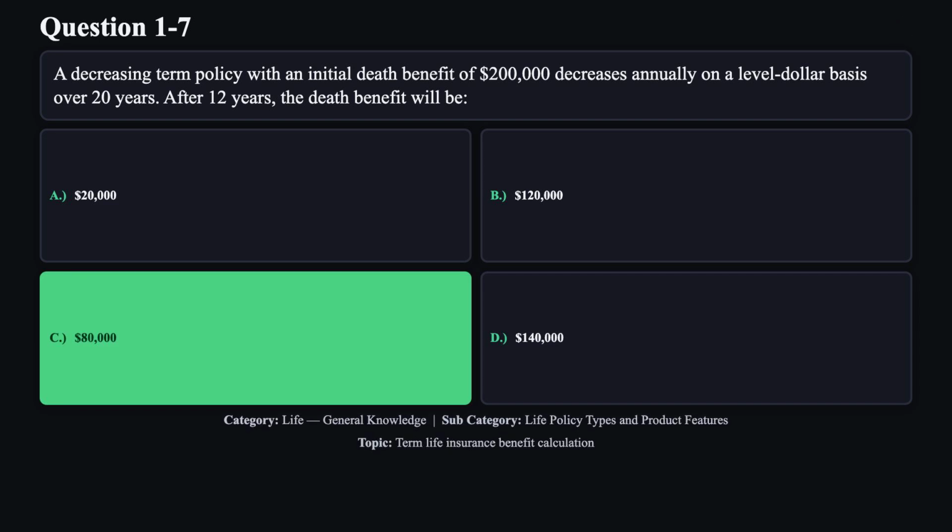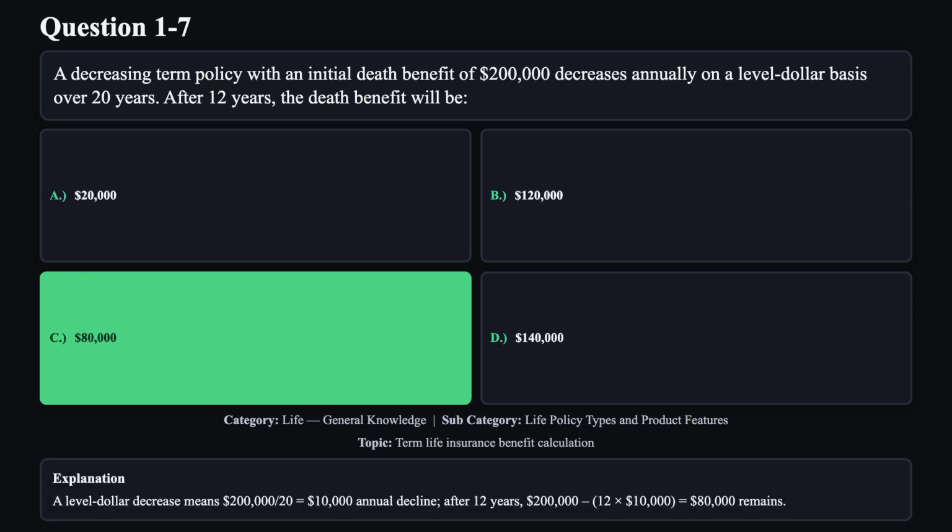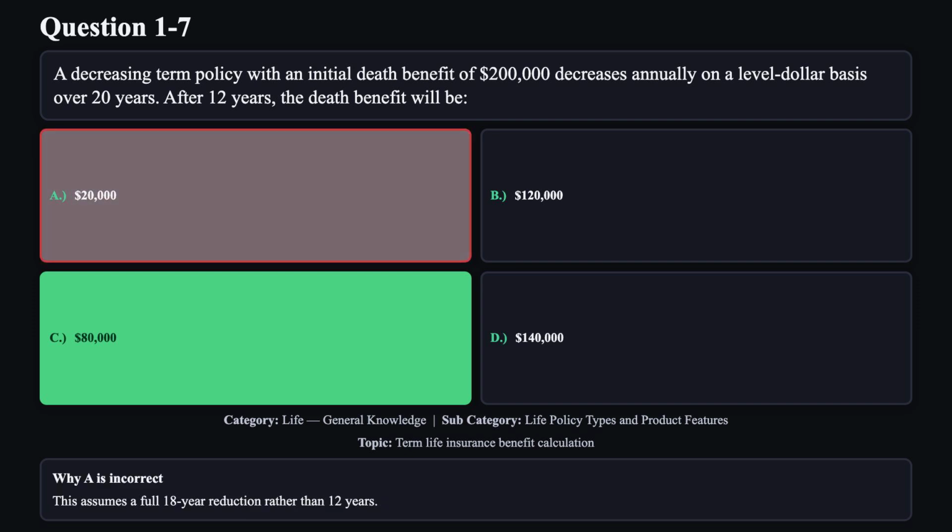The correct answer is C. A level dollar decrease means 200,000 divided by 20 equals $10,000 annual decline. After 12 years, $200,000 minus 12 multiplied by $10,000 equals $80,000 remains. Reason A is not correct. This assumes a full 18-year reduction rather than 12 years.